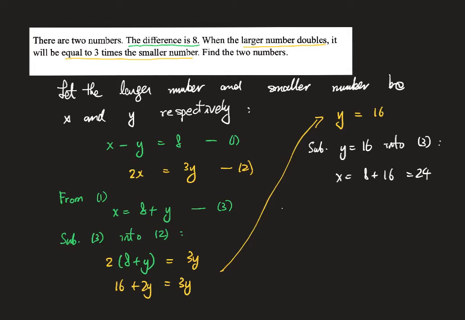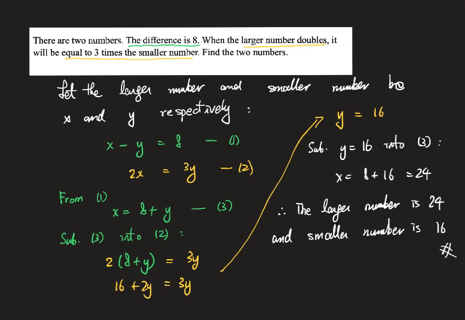So the final step is to answer the question. The larger number is 24 and the smaller number is 16. That's all.